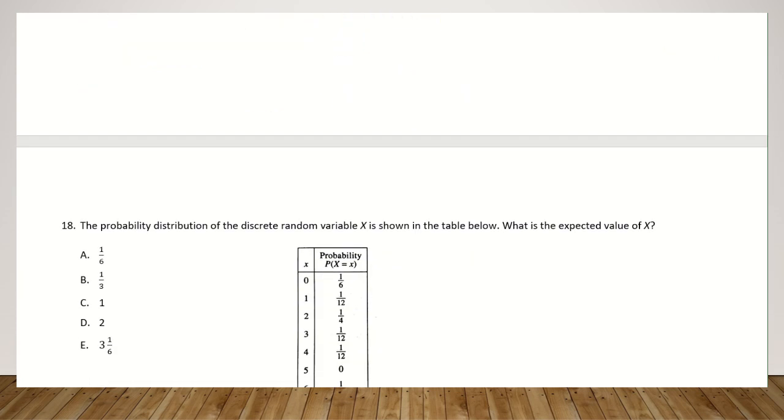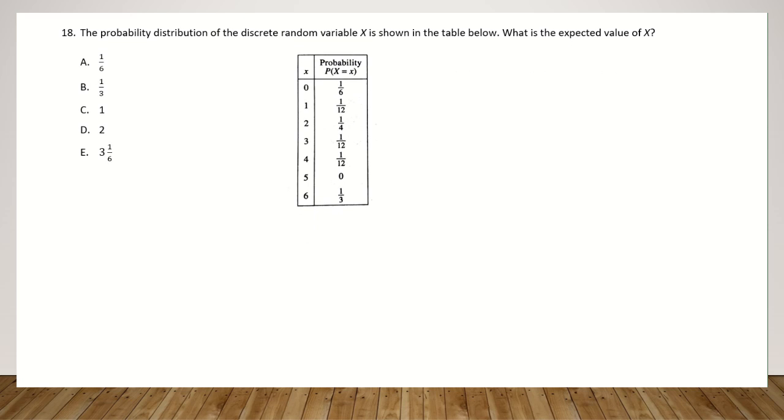All right, next problem. The probability distribution of the discrete random variable x is shown in the table below. What is the expected value of x? So expected value, you want to be looking for these words, expected value. This has a formula, okay?